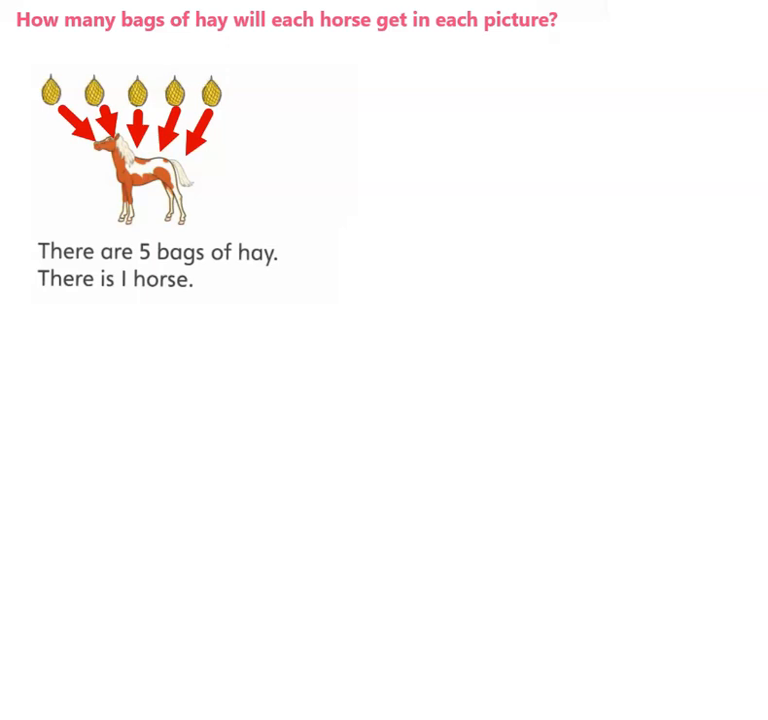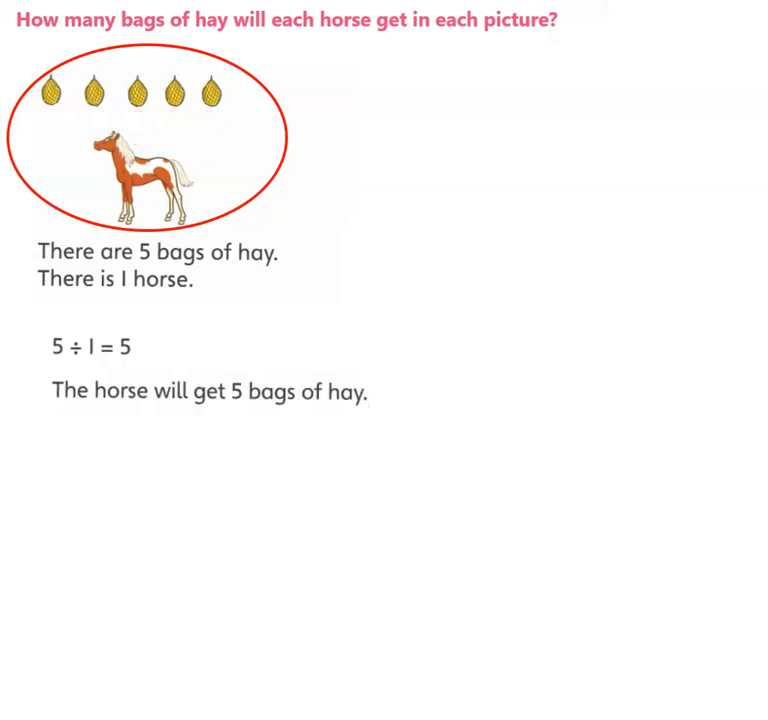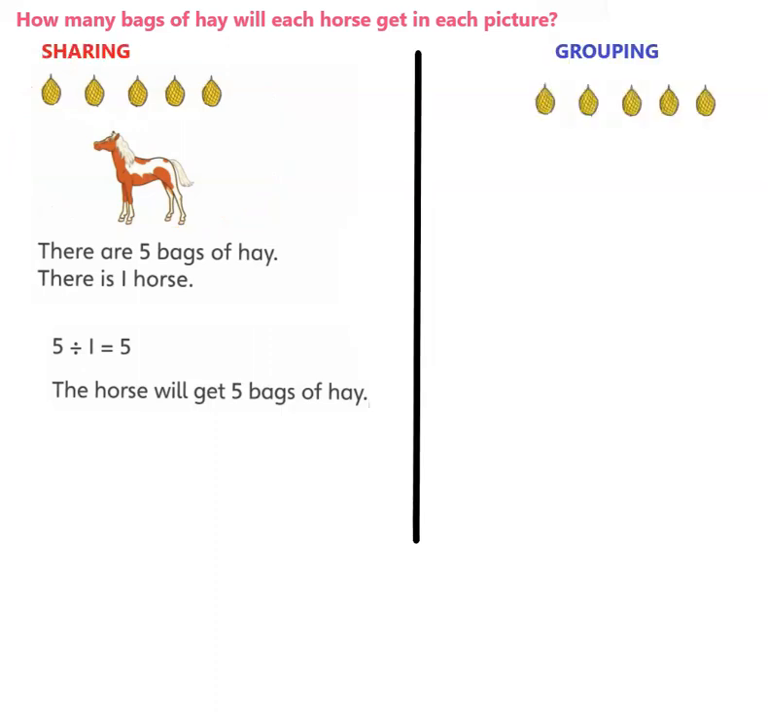Notice, because there is only one horse, all of the objects are shared with that one horse. So 5 divided by 1 is equal to 5. We can also look at division as grouping. So here we have our 5 objects again, but this time I want us to think that we need a horse for each of our bags of hay.